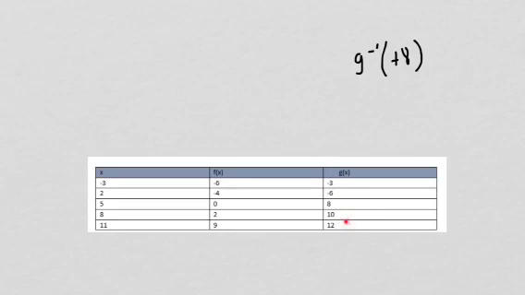So these are all the outputs of g. These are all the outputs of f. These are the inputs. So if I say g inverse of positive 8, what it's saying is I'm going to go to the output 8 and see what input it is. So it's 5. So g inverse of 8 is 5 because g of 5 is 8.